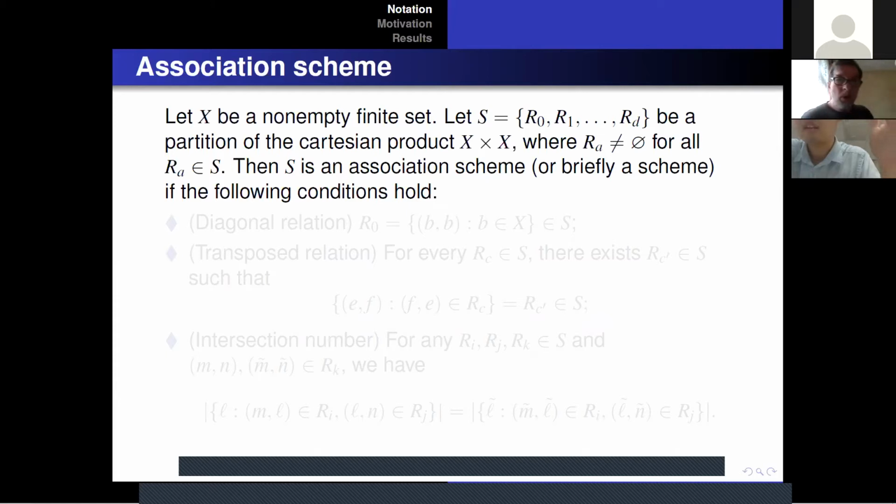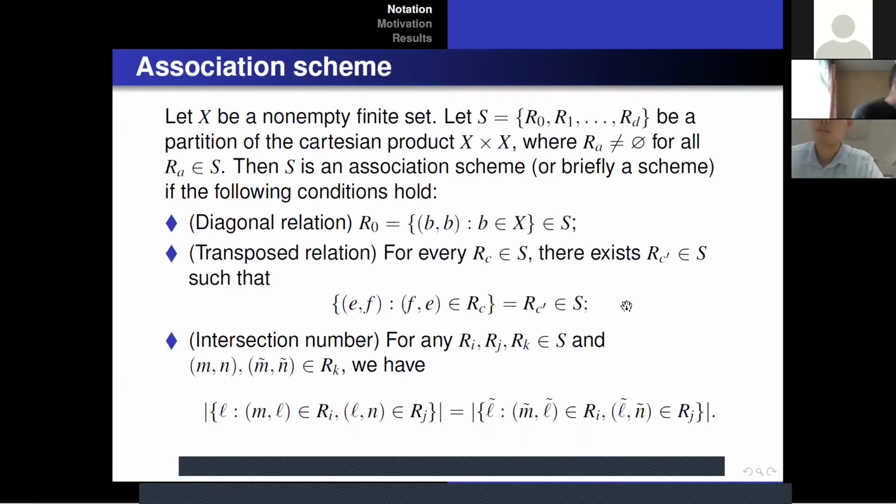So X here is a non-empty finite set, and let S be a collection of elements R0, R1 to Rd, a partition of the Cartesian product X cross X, where we require that Ri is not the empty set for all i belonging to S. Each element of S is called a relation of S. Then S is an assertion scheme, or briefly a scheme, on X if the following conditions hold.